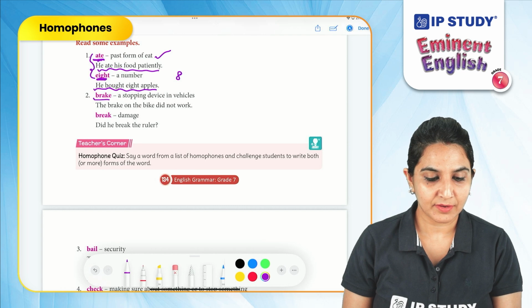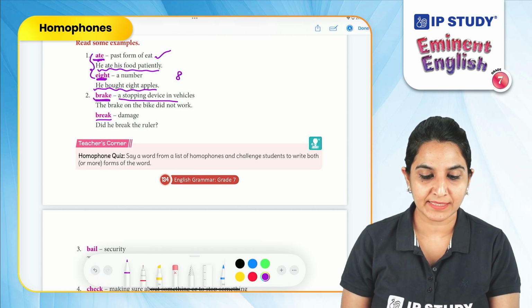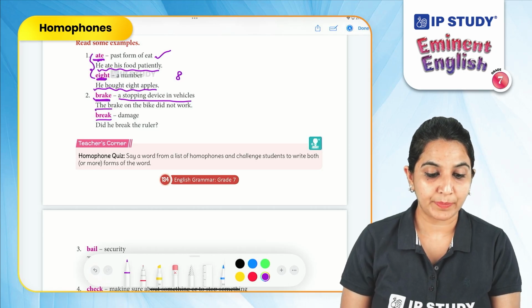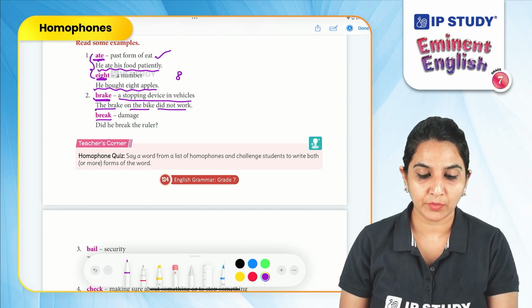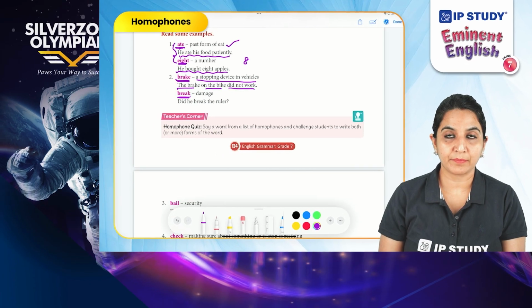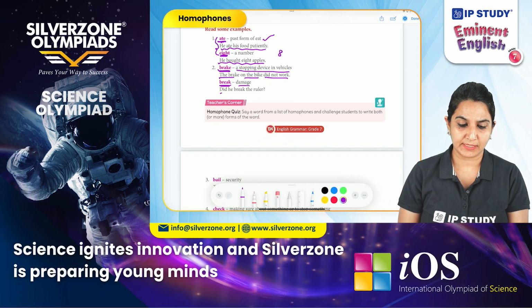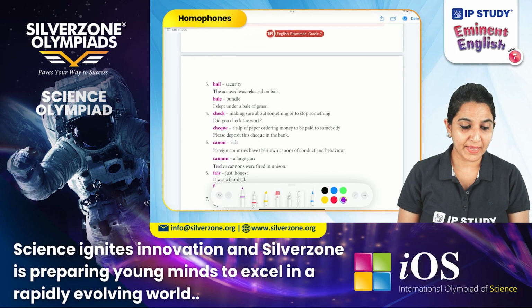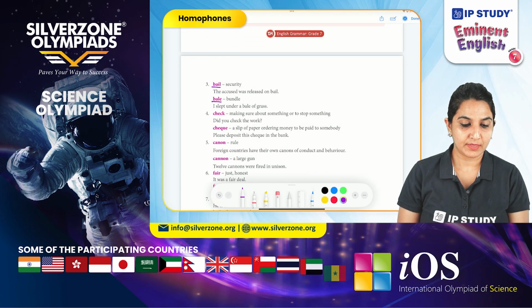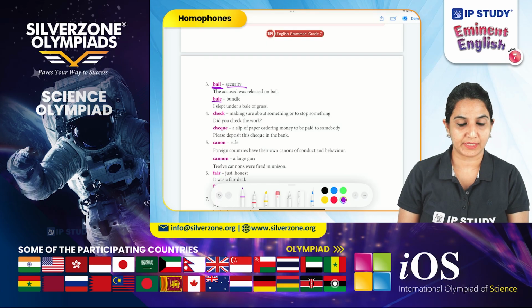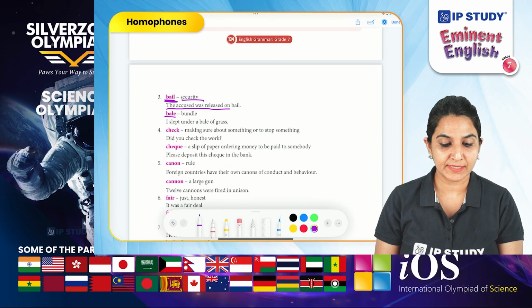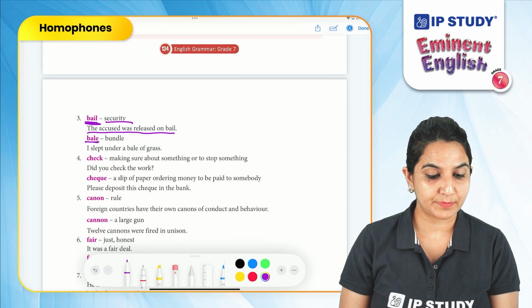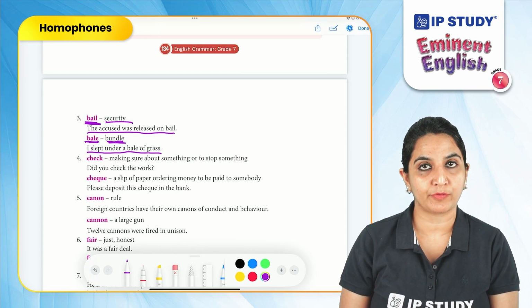Break. This brake means a stopping device in vehicles, such as: the brake on the bike did not work. This break means damage: did he break the ruler? Bail. This bail means security: the accused was released on bail. This bale means bundle: I slept under a bale of grass.